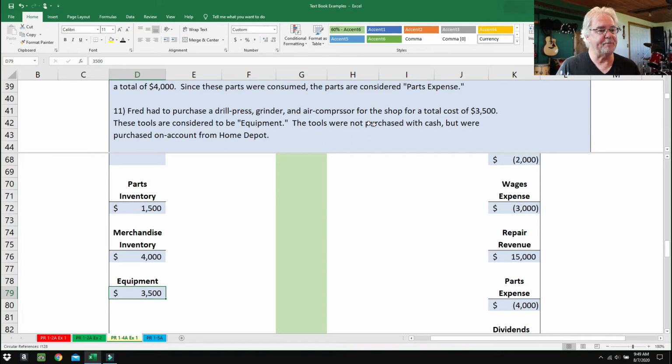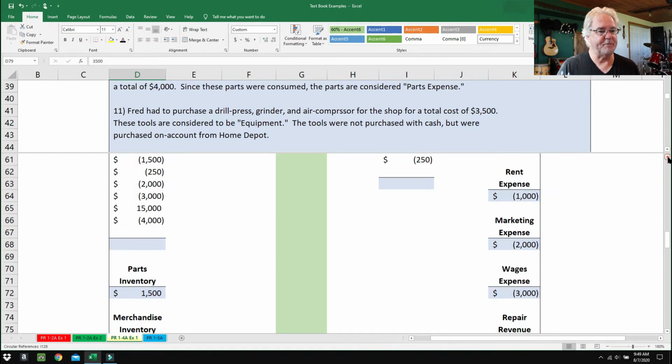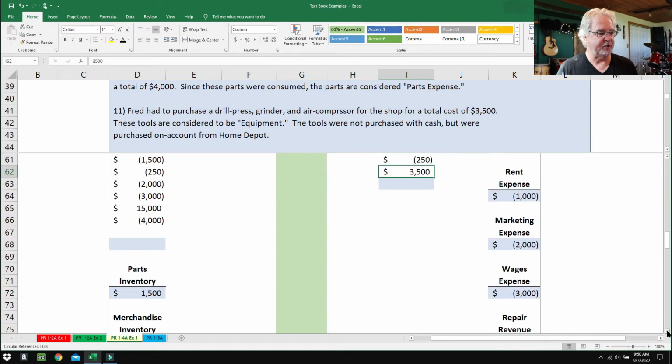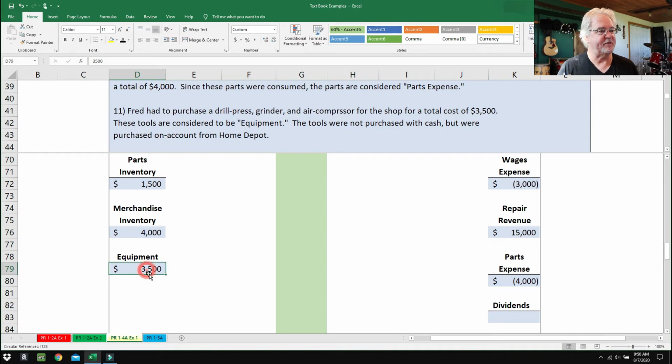The tools were not purchased with cash, but were purchased on account from Home Depot. So Fred owes Home Depot. Whenever you owe money, that's a liability, right? So accounts payable, $3,500. So I've got $3,500 on the right. If you go down here to equipment, we got $3,500 on the left. So we are good. It all balances out.